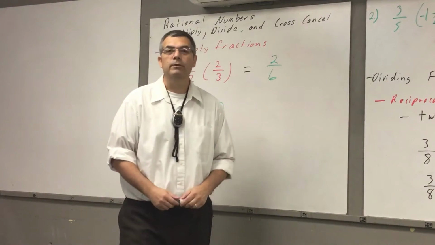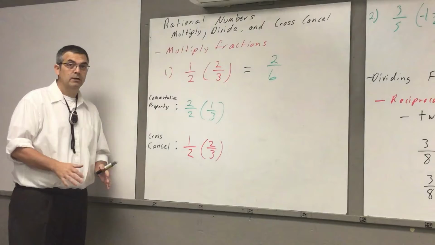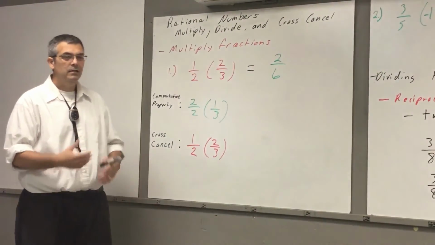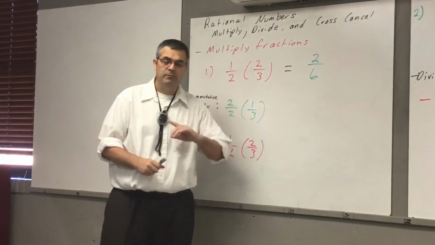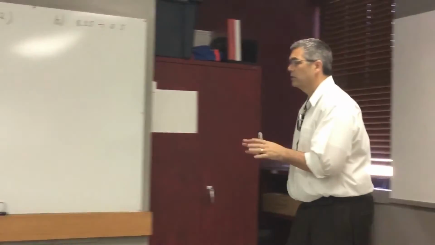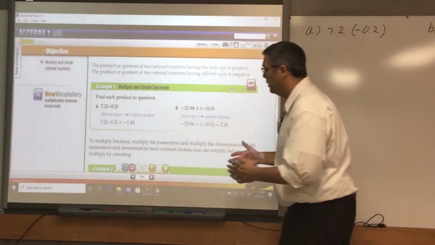All right, so today we're going to talk about rational numbers, and what we're specifically going to talk about is multiplying, dividing, and a little bit of cross canceling. Now we're going to get into fractions because they're rational numbers, but first, before we do that, we're going to go over here and talk a little bit about decimals because those are also rational numbers.